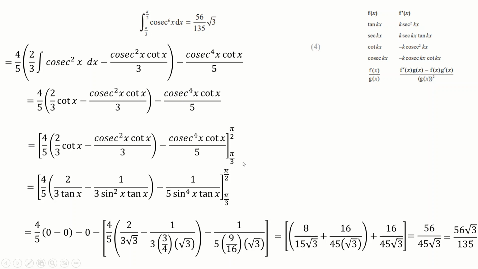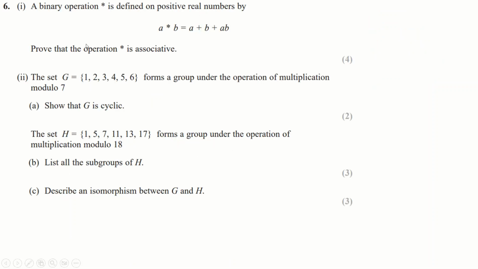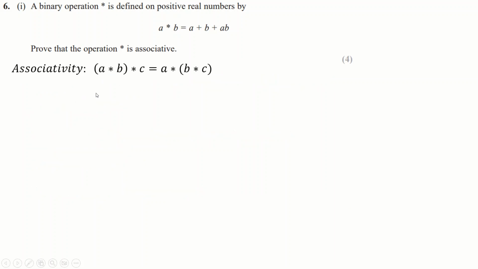And I'm just going to accept that that's fine. Good. Question number 6 is about groups. So firstly, proving associativity. This is associativity, that when you do the operation twice on 3 different things, it doesn't matter which order you do it in. That's essentially what that means.